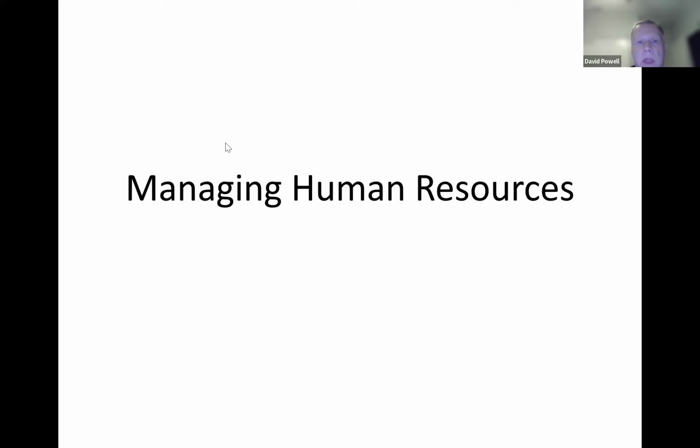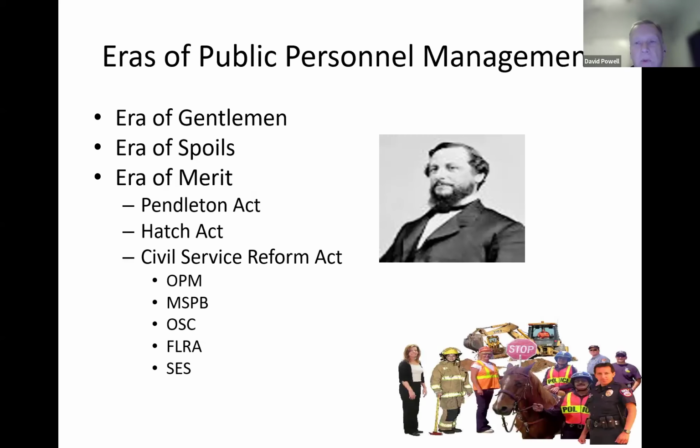Let's go ahead and pick up where we left off last week. In the very last part of class, we talked about the career civil service system and where civil service came from. I walked you through the main three eras of public employment: the era of gentlemen from the late 1700s until 1828, then the era of spoils from 1828 until 1883 with the passage of the Pendleton Act. And with the passage of the Pendleton Act in 1883, we entered into our third era, known as the era of merit.